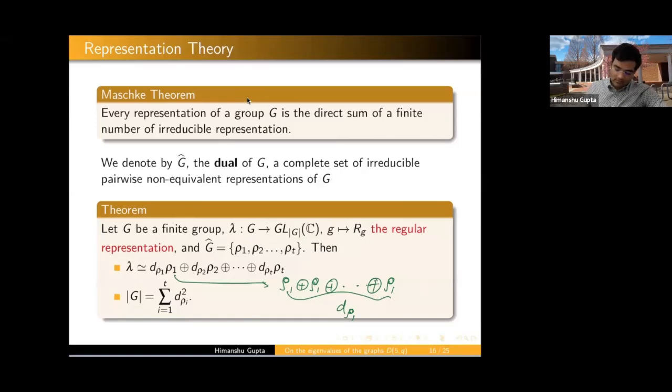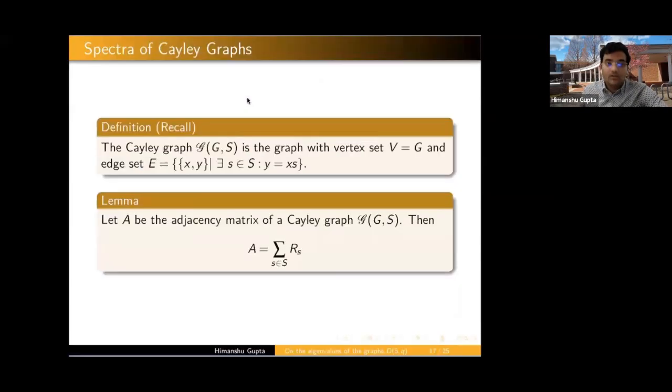Okay, so that's what we have, this result. This is going to be useful when we are interested in the spectrum of a Cayley graph. Remember the Cayley graph, what is it? It's defined by this definition. And if we are interested in the adjacency matrix of the Cayley graph, it's just going to be a summation over all the elements of the generating set of this RS.